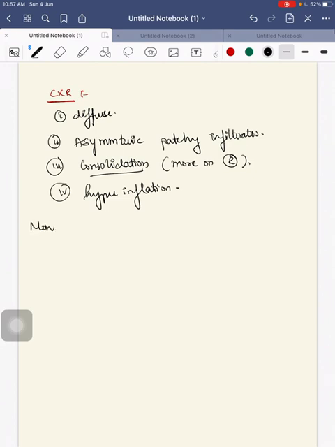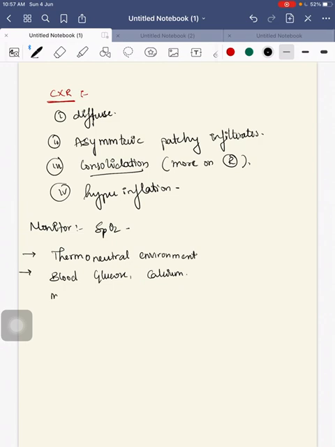Okay. Next you have to monitor the baby's SpO2. Okay, this is what you have to do in a vigorous child. Plus you should also look for the normal care of a neonate. How will you see that in the NICU? You should maintain the child in a thermoneutral environment. Second, you should monitor its blood glucose. Serum calcium should be maintained at the normal level. If there is any metabolic acidosis, it should be corrected.